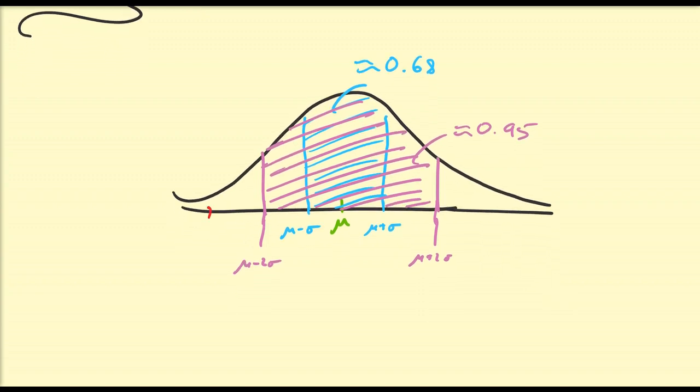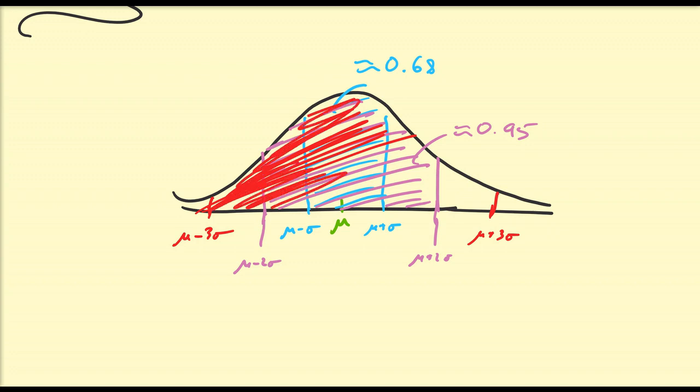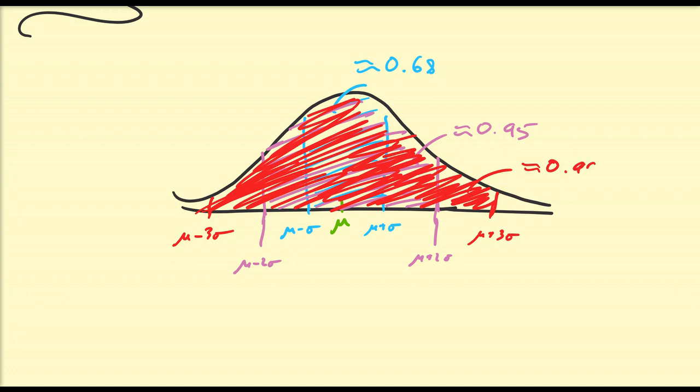And if we go to mu minus 3 sigma and mu plus 3 sigma, now we're pretty much on the tails. So if we consider this red region, which covers practically all of the distribution, this area is approximately equal to 0.99. Some people add a 7 here for more accuracy, because the integral from minus 3 to 3 of the standard normal came out to 0.9973.